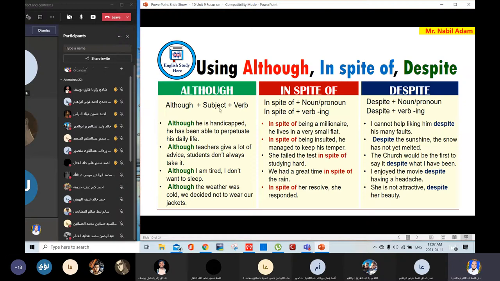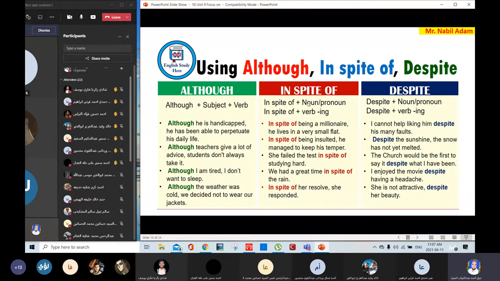Subject, verb. The reason comes after it, and then the opposing result. Although he is handicapped, he has been able to perpetuate his daily life. Here, although is followed by a complete sentence, then the opposing result. Although teachers give a lot of advice, students don't always take it. Although I am tired, I don't want to sleep. Although the weather was cold, we decided not to wear our jackets.